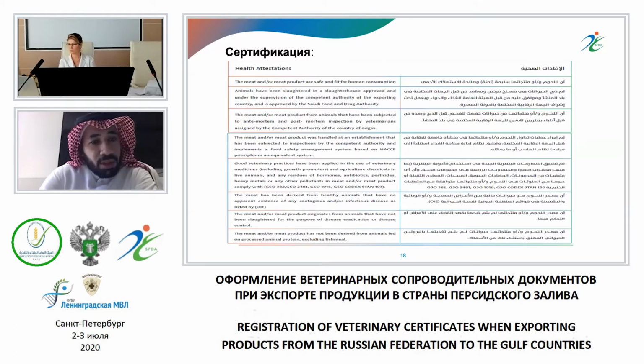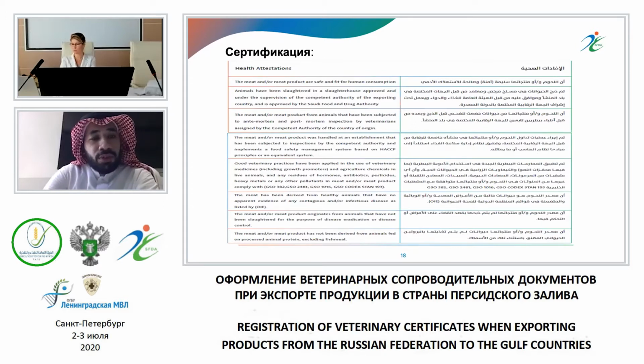The next point is the product was handled at an establishment that has been subjected to inspection by competent authority and implements the food safety management system based on HACCP principles or an equivalent system. So this point tells us that this establishment has frequent visits from the competent authority and also has a HACCP based program implemented in the establishment or any equivalent quality program that ensures the same outcomes of the HACCP certificate, HACCP principles.